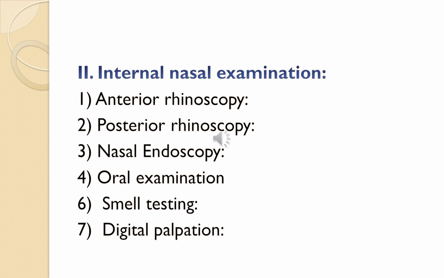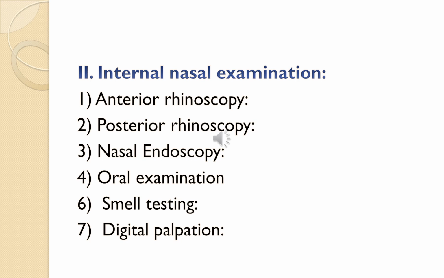Internal nasal examination means anterior rhinoscopy, posterior rhinoscopy, nasal endoscopy, oral examination, smell testing, and digital palpation. Anterior rhinoscopy is done in the outpatient clinic. Posterior rhinoscopy is obsolete now. It's done with a mirror to see the posterior opening of the nasal cavity, the choana, and the nasopharynx. However, it's rarely used now because we got to the third step, which is nasal endoscopy.